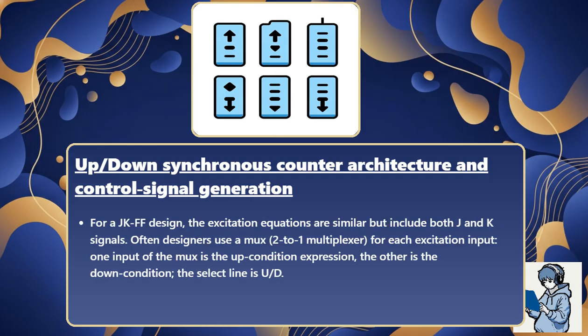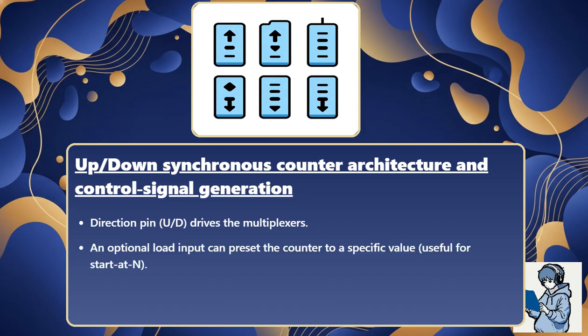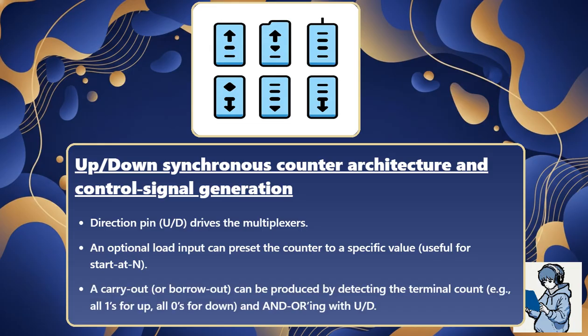For a JK flip-flop design, the excitation equations are similar but include both J and K signals. Often designers use a 2-to-1 multiplexer for each excitation input. One input of the mux is the up condition expression, the other is the down condition. The select line is u/d. Control signal generation: the direction pin u/d drives the multiplexers. An optional load input can preset the counter to a specific value, useful for starting at N. A carry out or borrow out can be produced by detecting the terminal count, for example all ones for up, all zeros for down, and ORing with u/d.